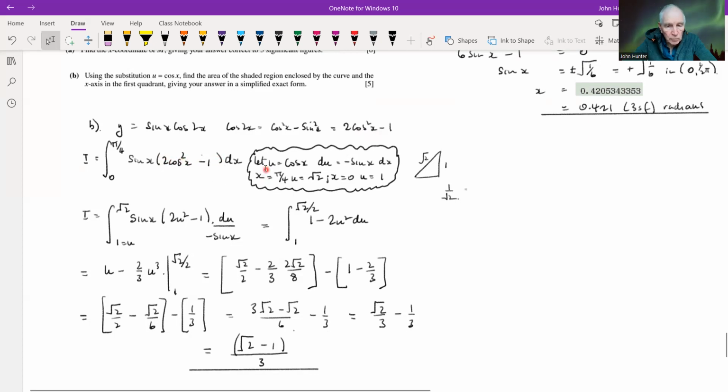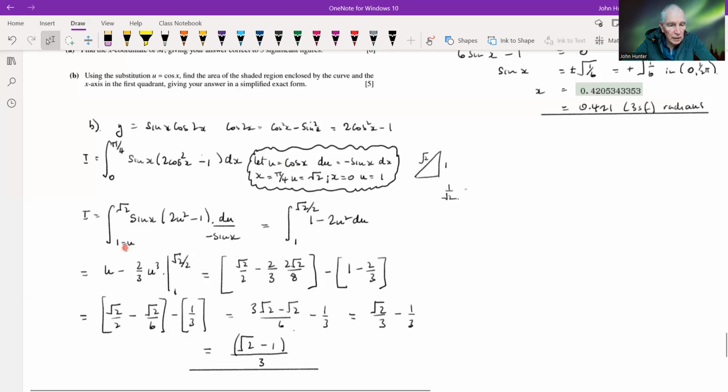Now at this point, we're going to let u equals cos x, which means that du is going to be equal to minus sine x dx. And then we're going to change our limits. So we know that when x is pi by 4, then u is going to be root 2 over 2. How do we know that? Well, we're just putting the value of x into there to compute our u. And similarly, when x equals 0, then cos 0 is going to be 1. So that is what we've got.